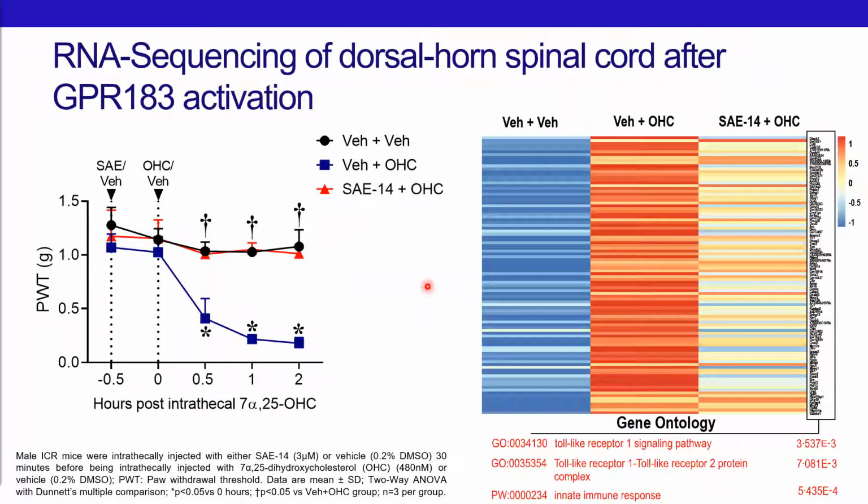And as you can see in this heat map, there were a number of genes that were significantly upregulated in the oxysterol group in this red color compared to vehicle in this blue color. And SA14 was able to ameliorate a number of these genes being upregulated. We look at the gene ontology of what pathways were associated with these genes. We see a lot of toll-like receptor signaling and innate immune responses, which makes sense when we consider that GPR183's primary known function is in the immune system.